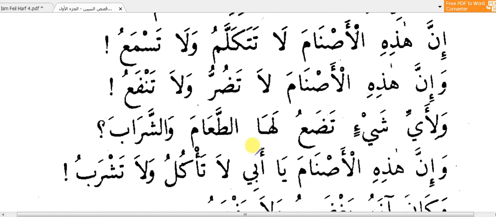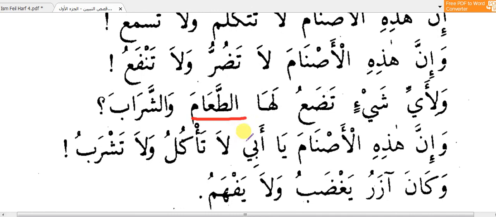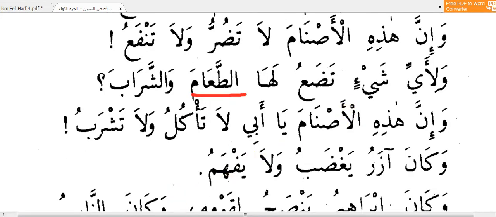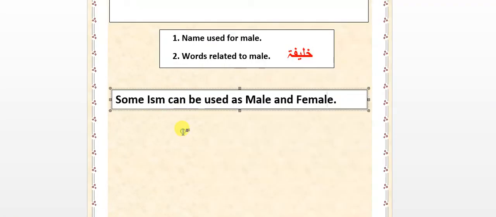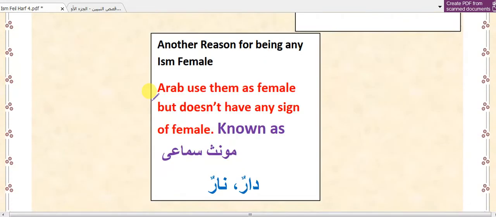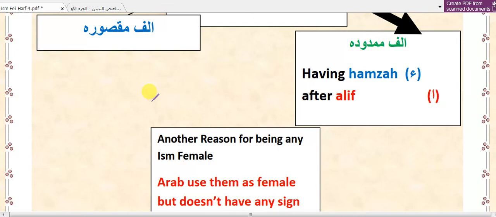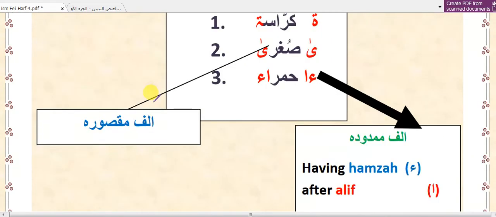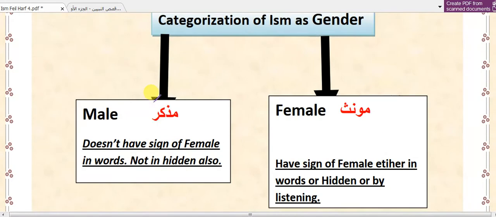So we already found a lot of muzakkar and muannas in this Arabic book. This means that if you are able to recognize or find out the muzakkar and muannas from any Arabic book, then I hope that you understand the whole chapter very well.